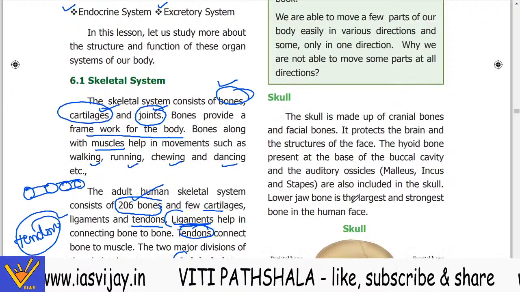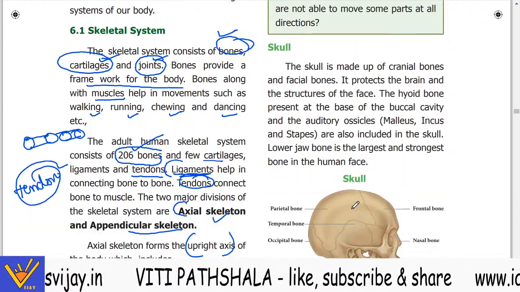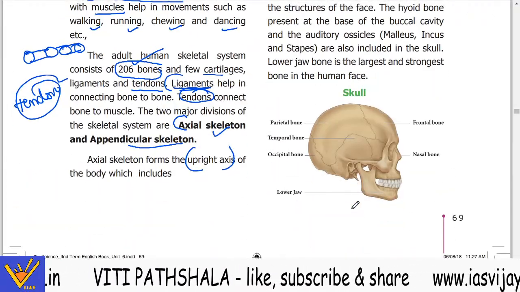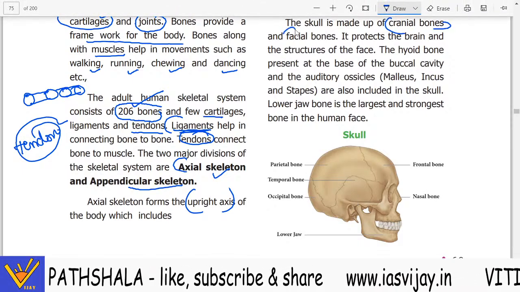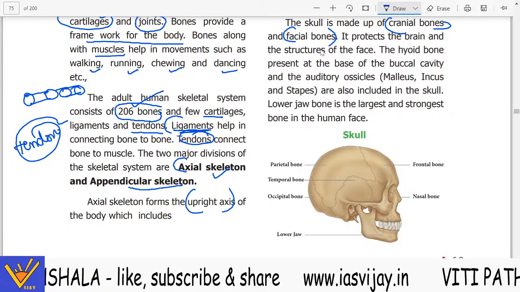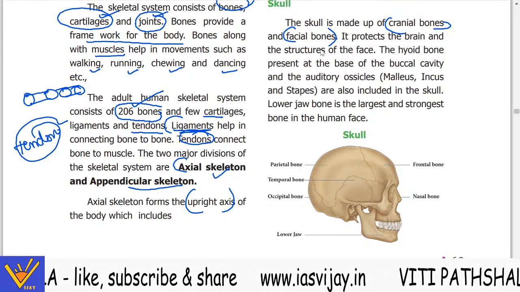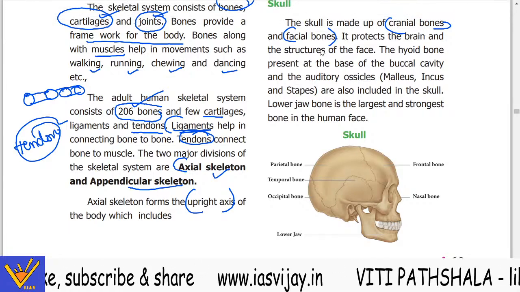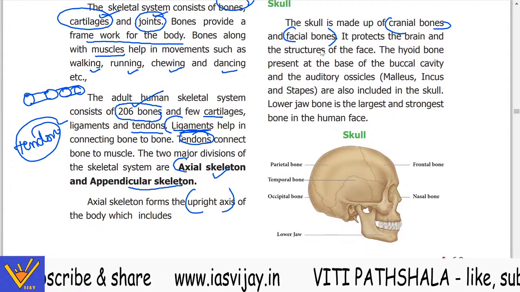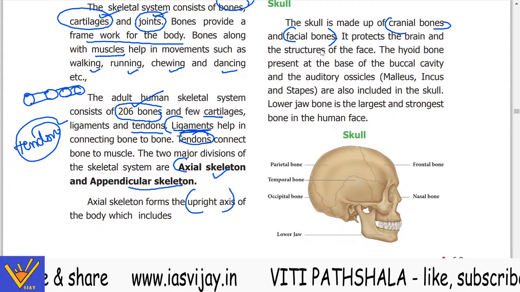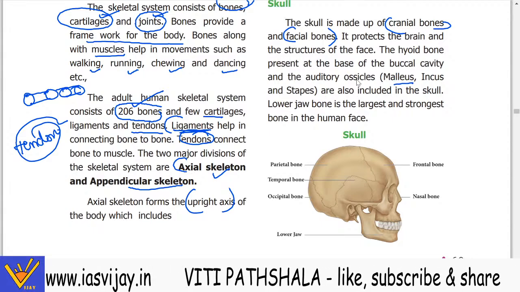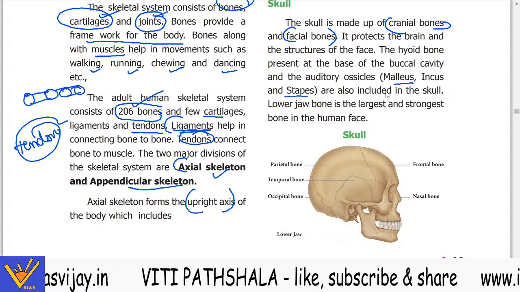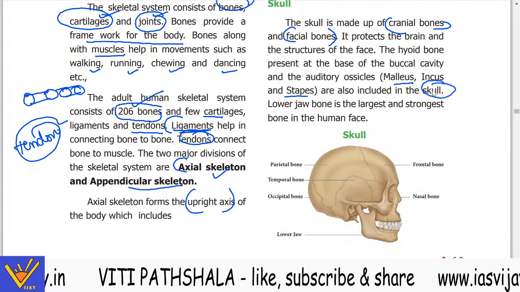Now first we will start with the skull. The skull is made up of the cranial bones and the facial bones. It protects the brain and the structures of the face. The hyoid bone present at the base of the buccal cavity and the auditory ossicles, malleus, incus and stapes are also included in the skull.